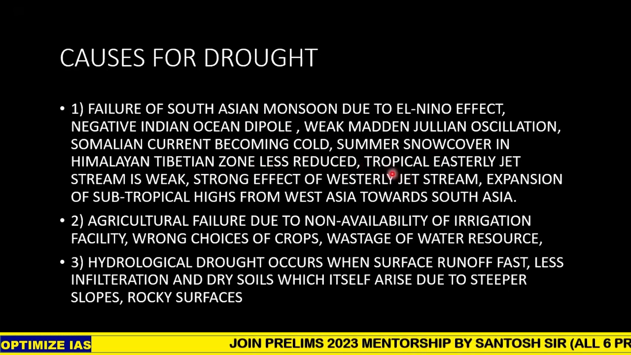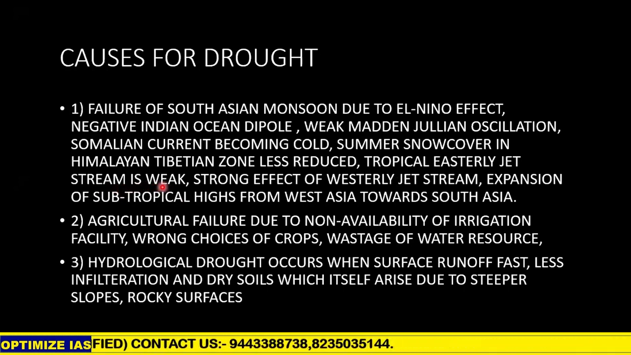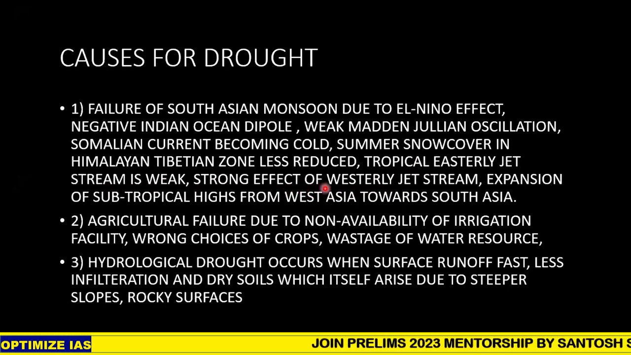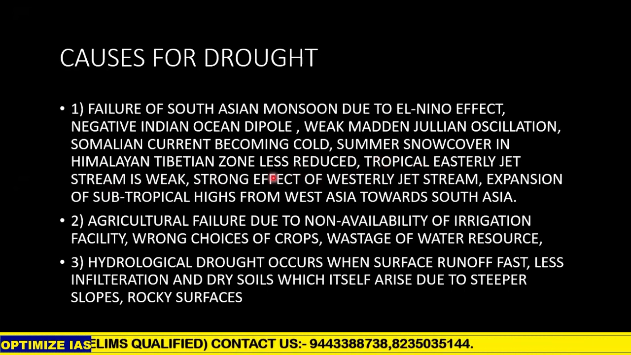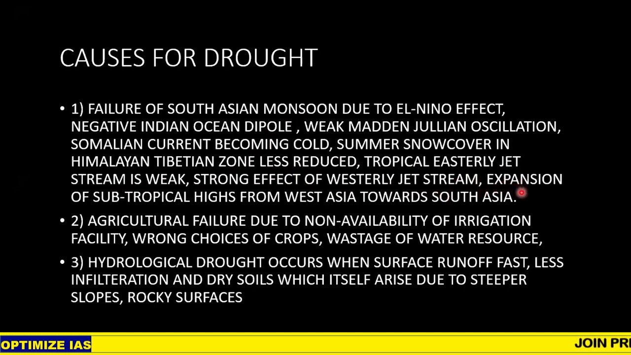And because of that, the tropical easterly jet stream developing over the middle of India, moving from east to west, also becomes weaker. So there is a strong effect of the westerly jet stream. Because the tropical easterly jet stream is weak, there is still a presence of the westerly jet stream over India. So the strong westerly jet stream, weak tropical easterly jet stream, and less reduction of snow over the Himalayan Tibetan zone, all these factors are responsible for the reduction of the southwest monsoon.